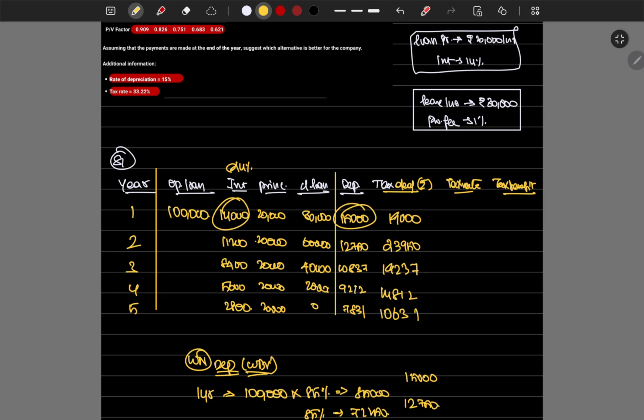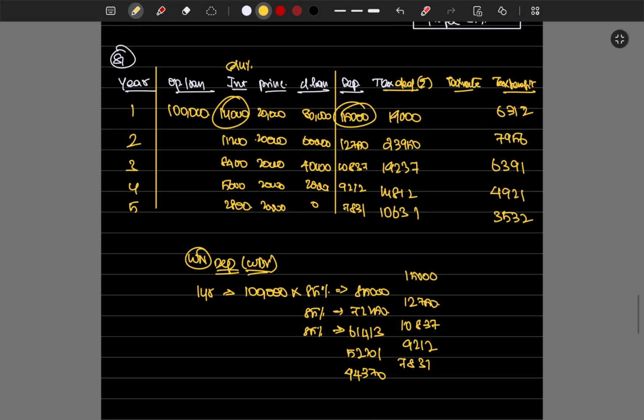33.33% into the standard 29,000, which is 6,312. 23,950 gives 7,956. 19,237 gives 6,391. 14,812 gives 4,921. 10,631 gives 3,532. Yes, we got all the tax benefit values.